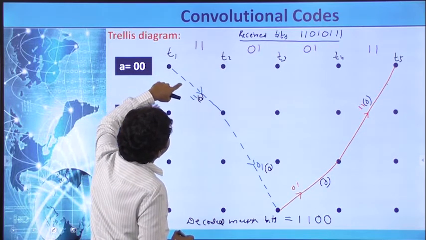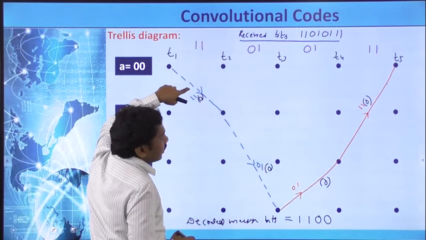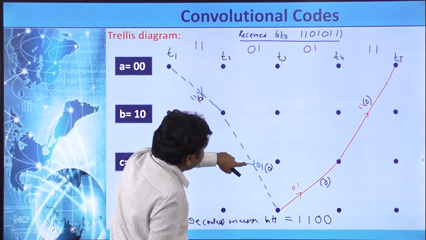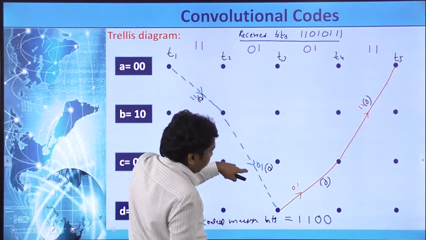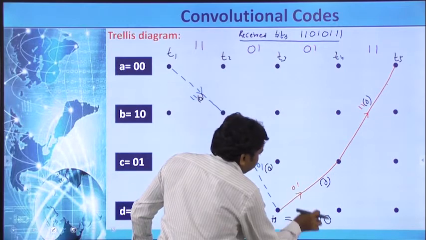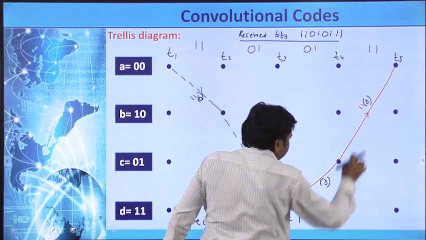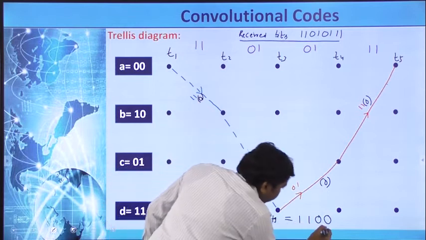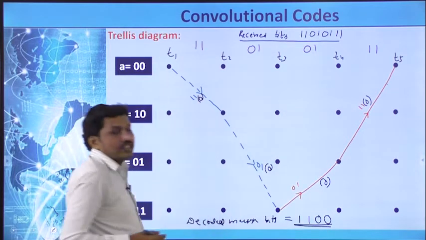How to write the decoded message bits: starting from T1, this is the path. Here it is a dashed line, meaning the input bit is 1, here also a dashed line, the input is again 1, here is a solid line, the input bit is 0, here also a solid line, the input bit is 0. So this is the decoded message sequence.